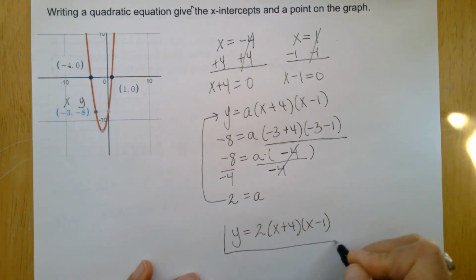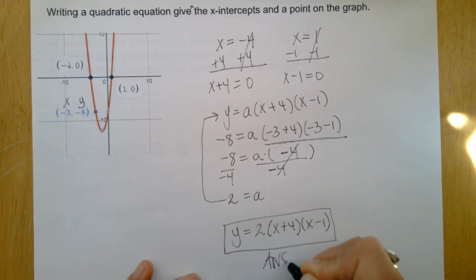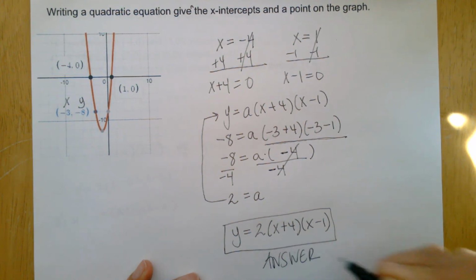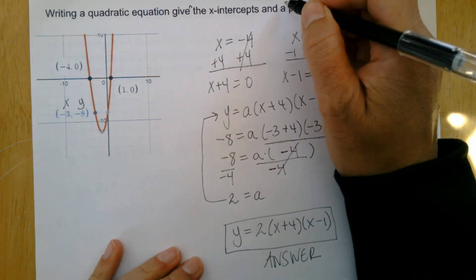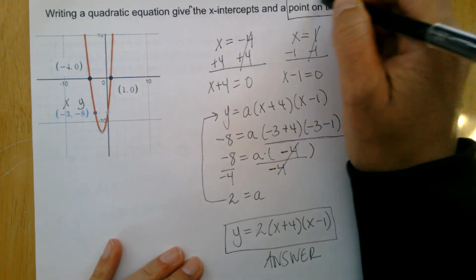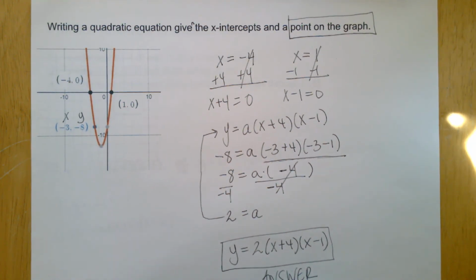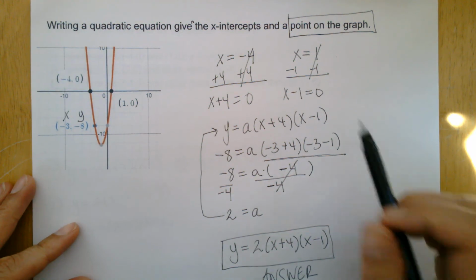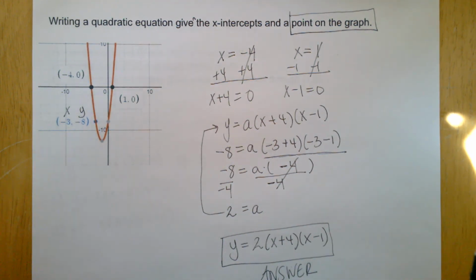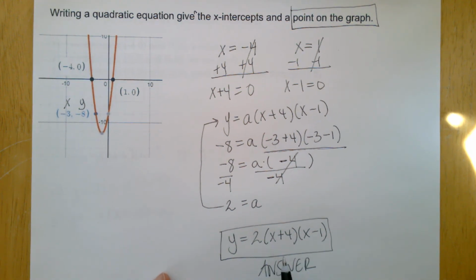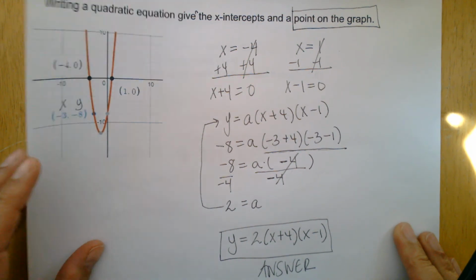And as you will see, this is the same answer that you received from the previous two, except we had a point on the graph this time. We didn't have the y-intercept or the vertex. So same process, we just used a different point every time. We got the same answer because it was the same graph.